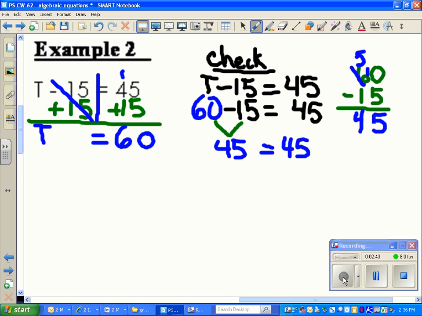I get 45 equals 45. And I believe that is true. So my answer, t equals 60, is correct.